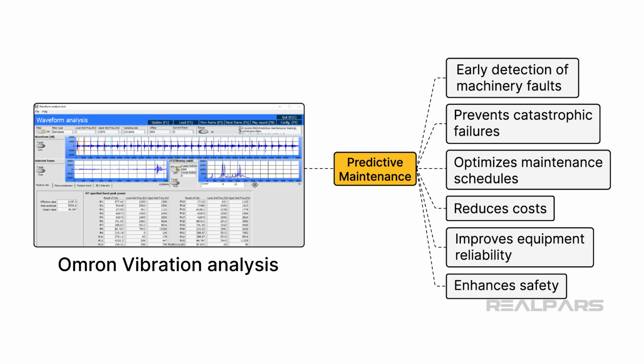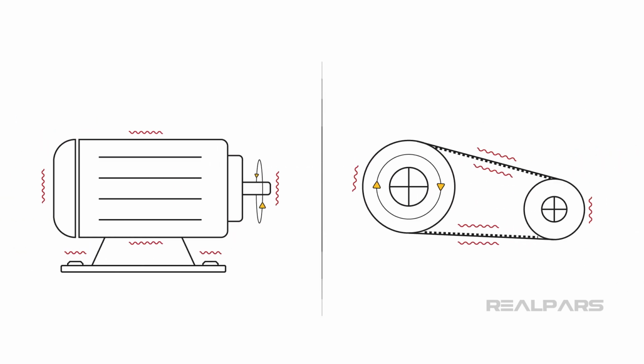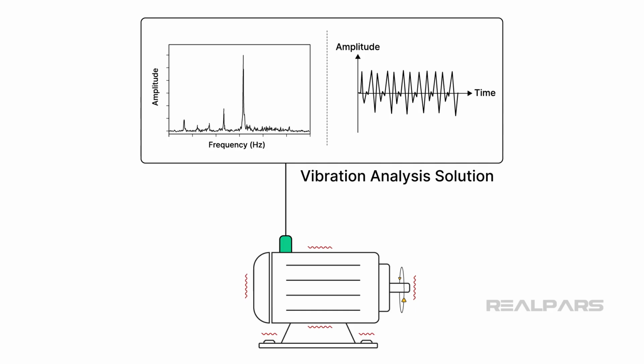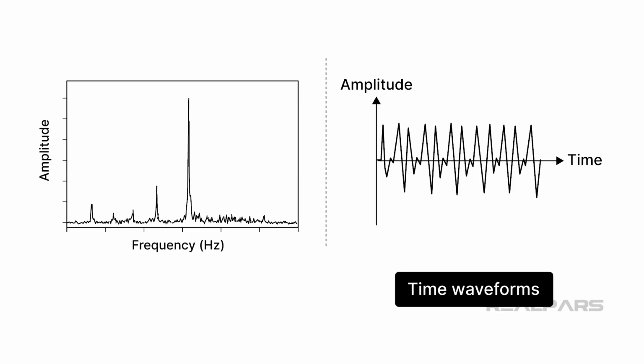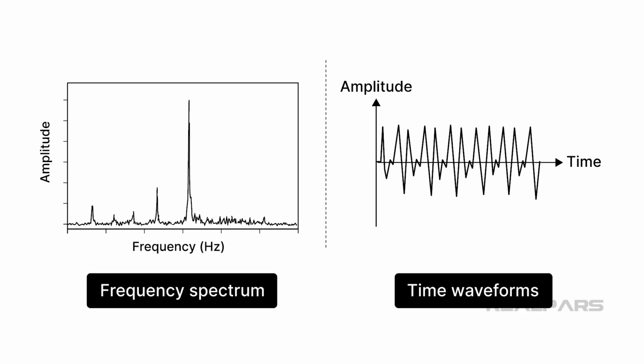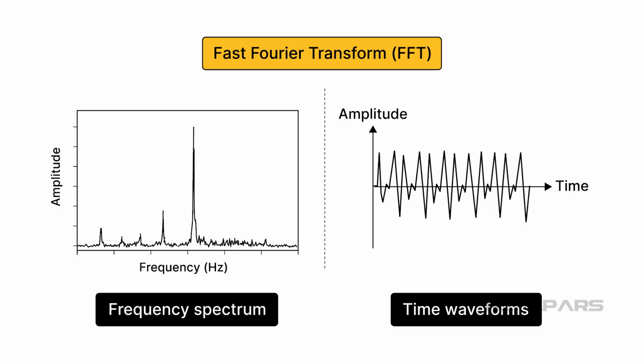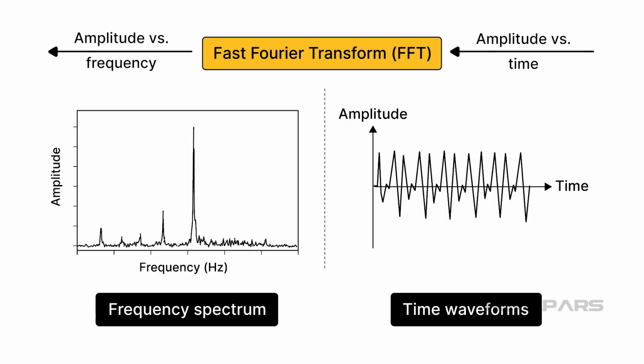Okay, so what is vibration, and why is analyzing it so important in predictive maintenance? Vibration is a mechanical phenomenon whereby oscillations occur about an equilibrium point. We use vibration analysis to determine if the machine is exhibiting abnormal behavior. Using vibration sensor data, we study the time waveforms of the vibration signal directly. We also study the frequency spectrum, which is obtained by applying a fast Fourier transform, or FFT, converting a signal from the time domain, amplitude versus time, into the frequency domain, amplitude versus frequency.